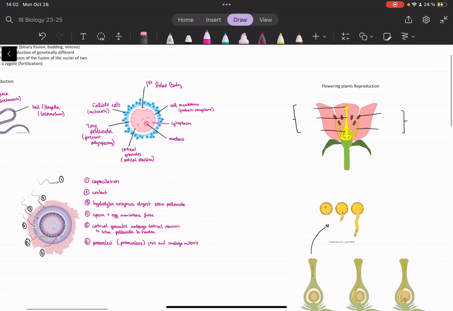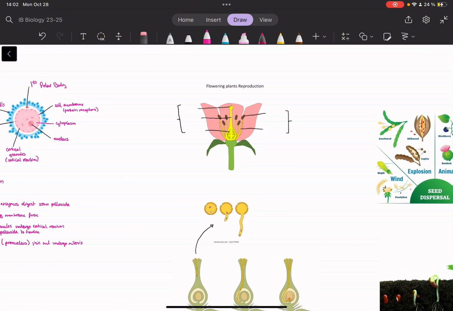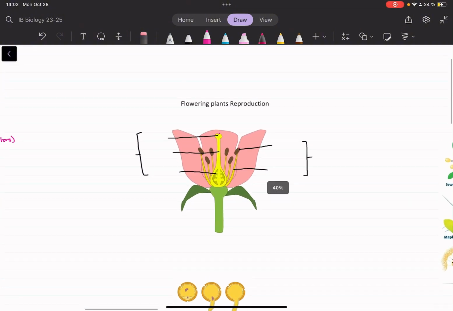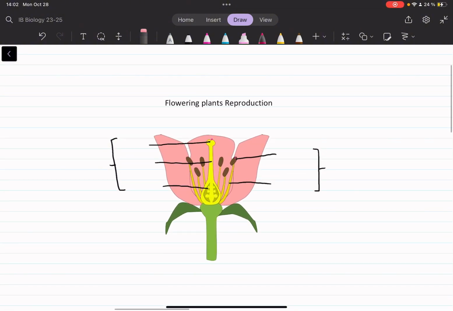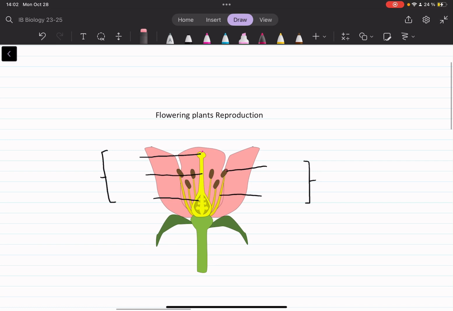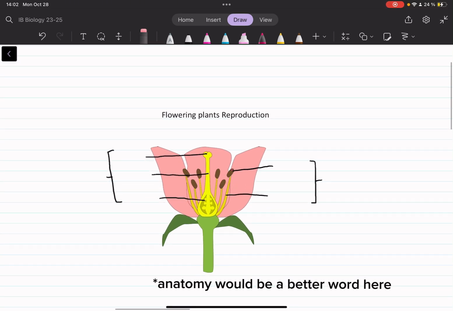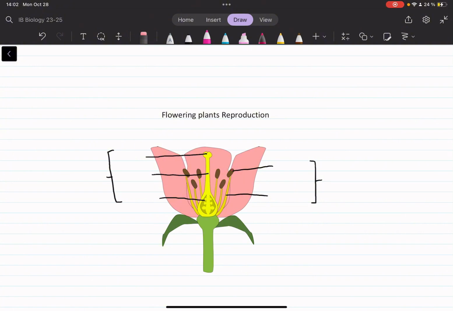Now we move on to plant reproduction, which is easier in my opinion, but there's a lot more to learn. So it's just a lot more memorizing. So flowering plants, most flowering plants, interestingly, have both male and female parts. And these are those parts. Let's start with the female part. This is the female part. And the female part is called the pistil.